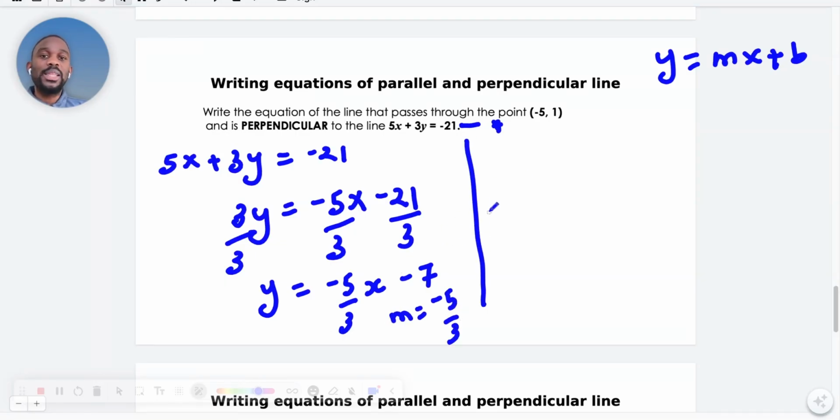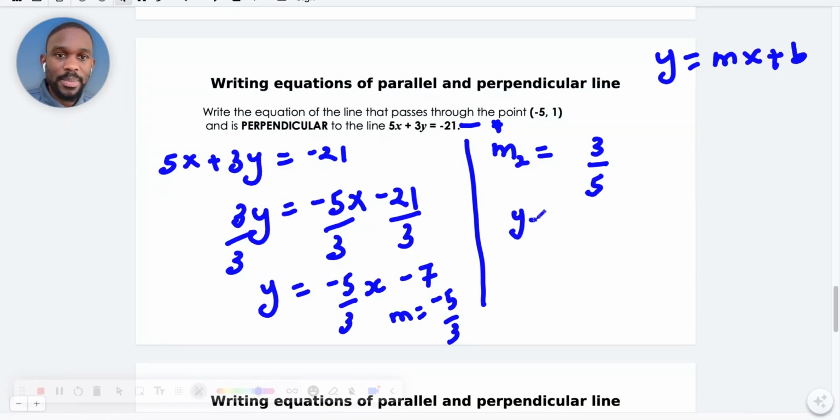Now, what will be the slope of the line perpendicular to that line? Meaning my line 2 will have a slope, or flip the fraction. It will be 3 over 5, and flip the sign. This is negative, so this will be positive. So it will be positive 3/5. So the perpendicular line will have that slope, 3/5. So let's get the equation of that line. Interesting, right?